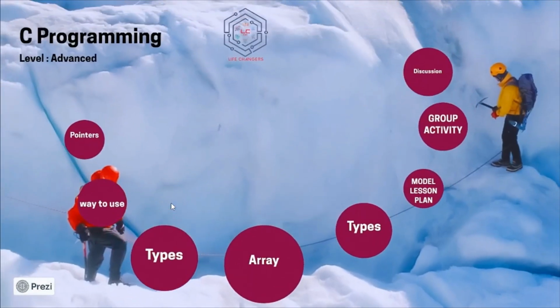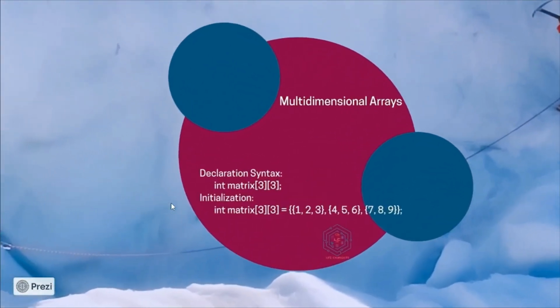Let us see the types. Let us see what a multidimensional array is. Multidimensional means we can declare many arrays in a single line. That is, this is the data type, and this is the array name we gave as matrix. Mostly multidimensional arrays are used for matrix calculations.